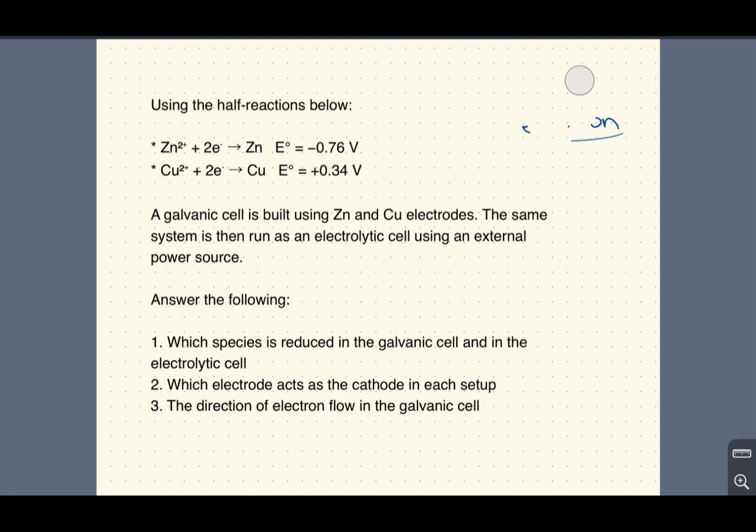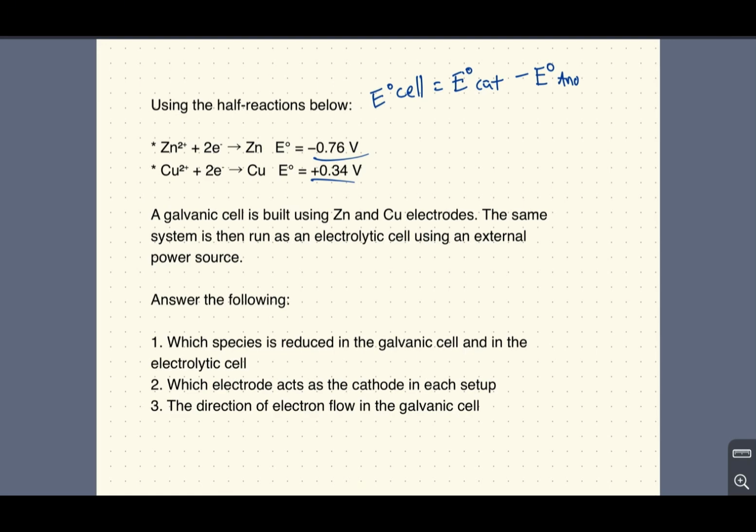Lastly, let's talk about the direction that electrons flow. Electrons flow from the anode to the cathode. Current is the opposite way. Okay, so to answer number 1, you're going to use the equation that we just talked about. We will subtract negative 0.76 minus 0.34 and vice versa, 0.34 minus negative 0.76.